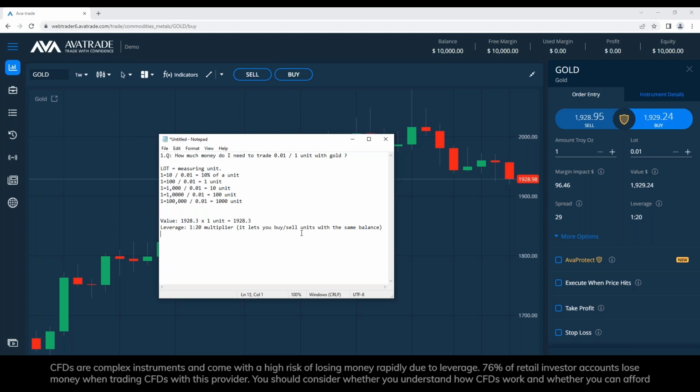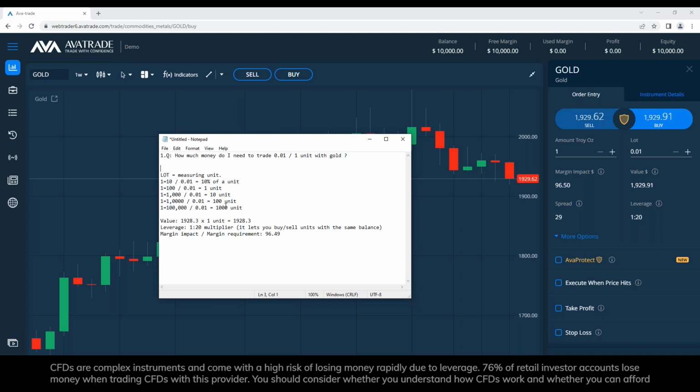Right? Okay, and because I multiplied by 20, I can basically divide that figure by 20, which is represented here, which is the margin impact. Margin impact, also known as margin requirement. Just a second, margin requirement. Yeah, which is 96.49. Okay, so is that clear though? Did everybody understand what I'm doing here? Is that too complicated? Maybe I went a bit too fast. Is that understood, what I'm showing you now?